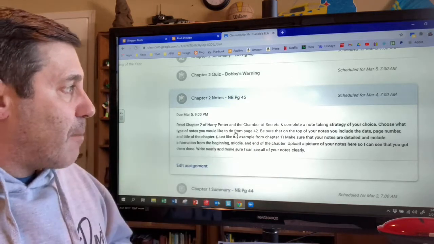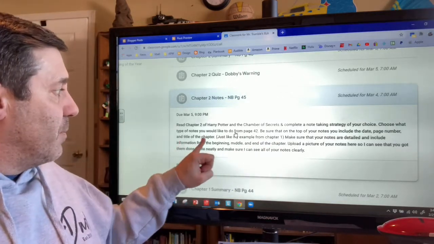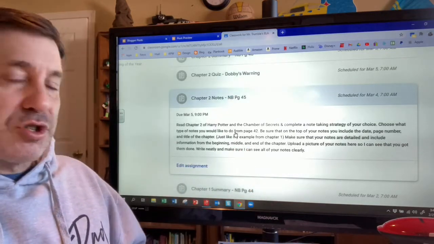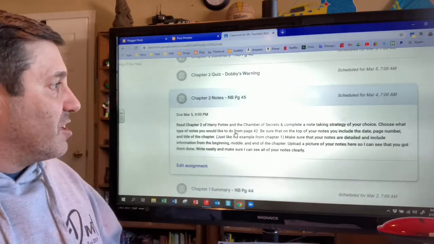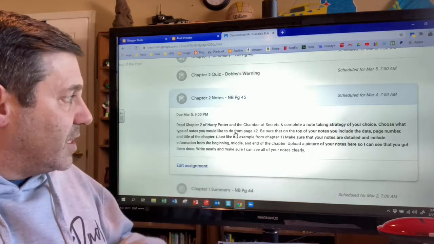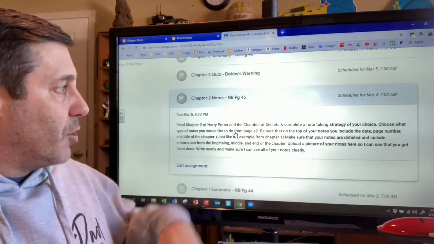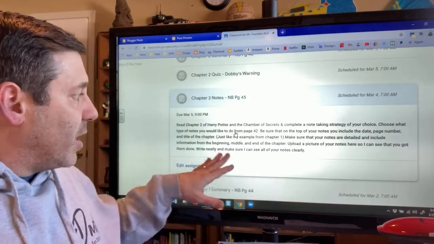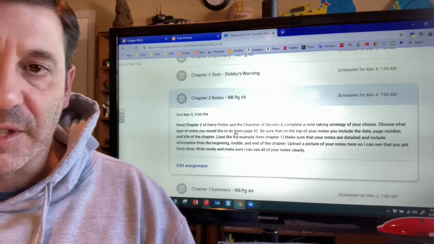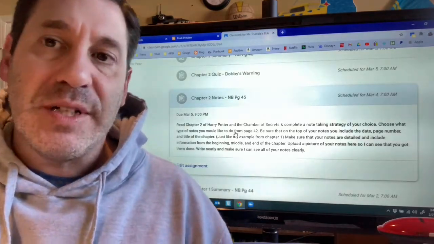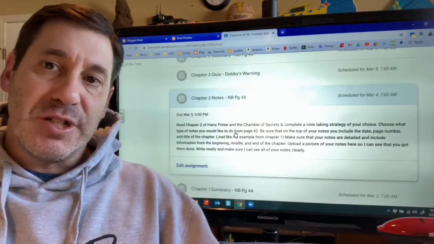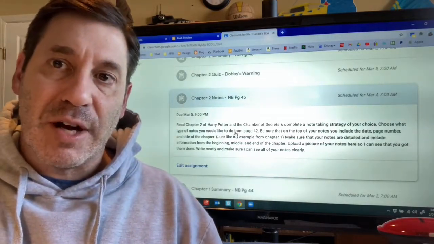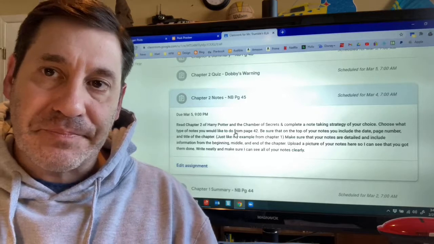Be sure that on the top of your notes you include the date, page number, and title of the chapter, just like my example from chapter 1 and the one I just showed you. Make sure that your notes are detailed and include information from the beginning, middle, and end of the chapter. Upload a picture of your notes here so I can see that you got them done. Write neatly and make sure I can see all your notes clearly. So that's what you need to do. Just take a good clean picture of your notebook page and upload it so I can give you credit for getting your chapter 2 notes done.